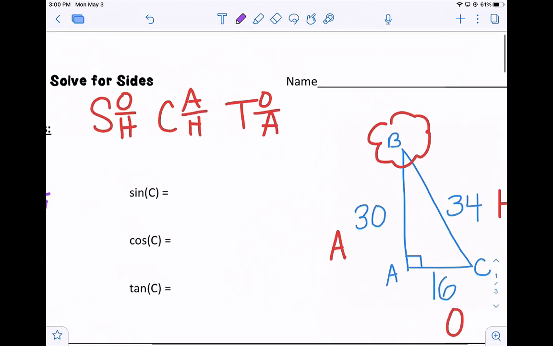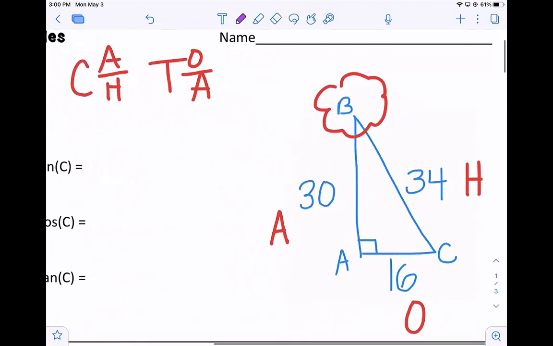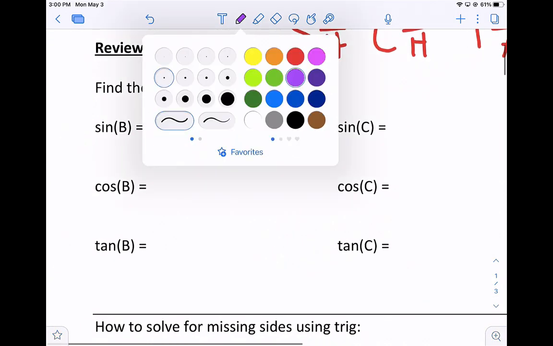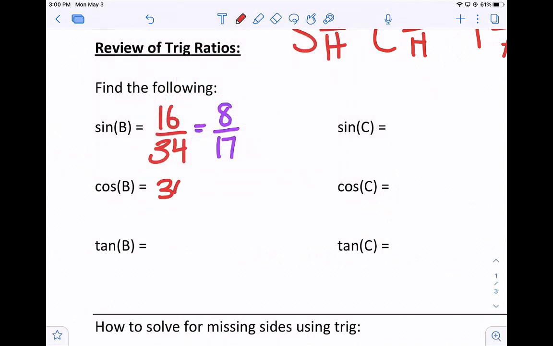Cosine is adjacent over hypotenuse. The adjacent side is 30, the hypotenuse is 34. So we're going to write 30 over 34. And again, reduce if possible. Again, they're both even numbers, I can divide by 2. So I'm going to get 15 over 17.